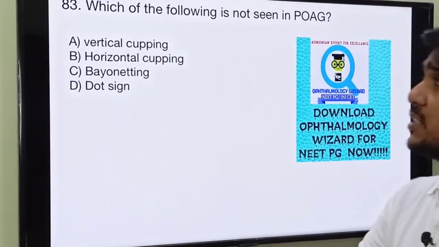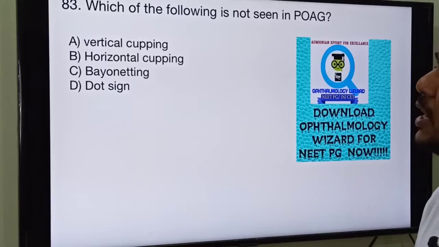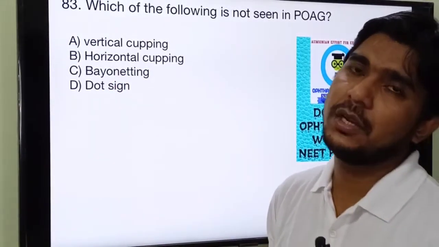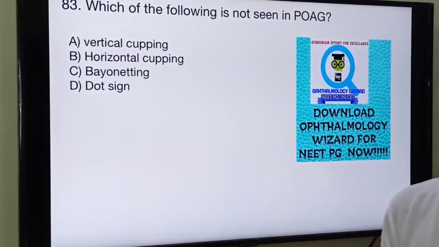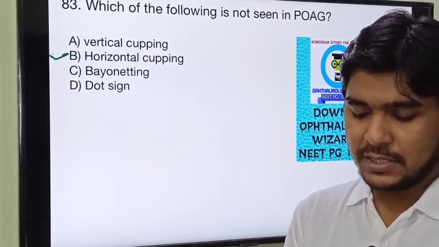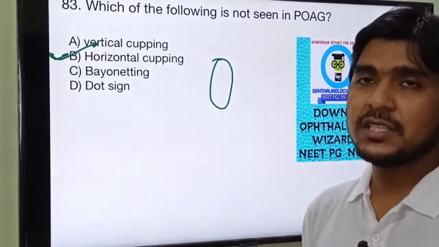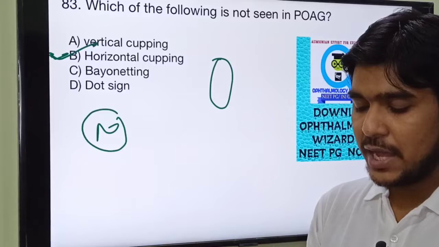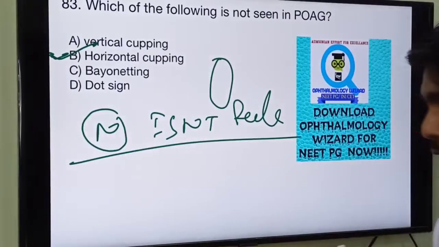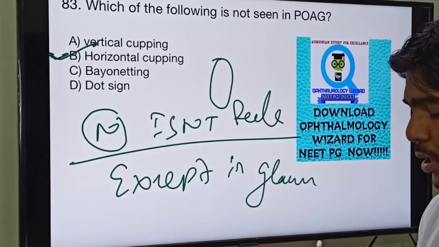Which of the following is not seen in POAG, primary open angle glaucoma? Vertical cupping, horizontal cupping, bayoneting sign, dot sign. A very simple question, everybody should know. There is always a vertical cupping, na? So the answer is horizontal cupping. Usually our disc is like this. Normally the ISNT rule is followed, except in glaucoma.